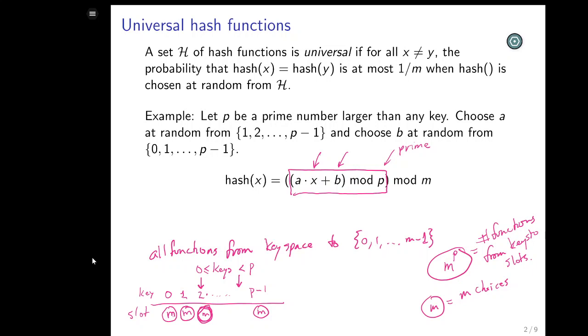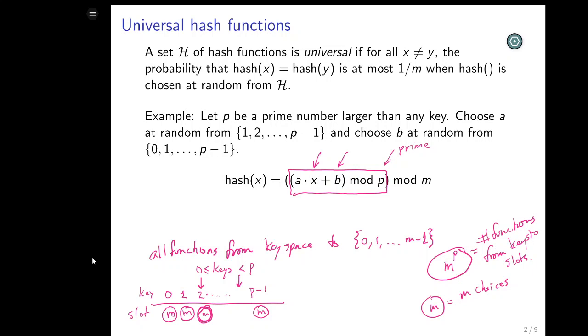This is modulus. But for the 1 over m, do we actually interpret it like a conditional probability? Like, given that we know the value of hash x, the probability that the function we use to compute hash y equals that is 1 over m.